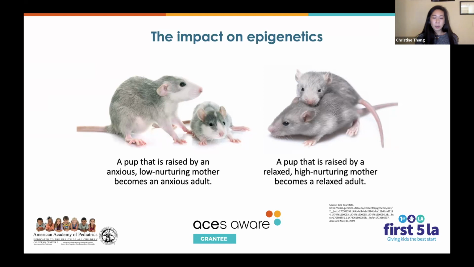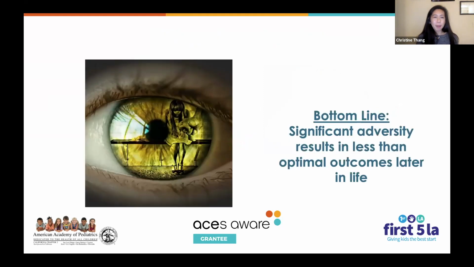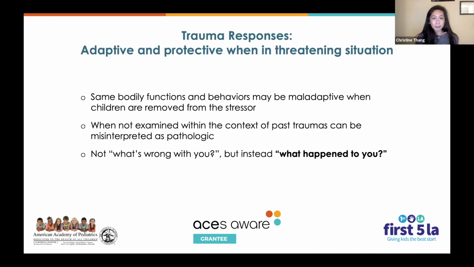So then it comes into when we talk about nature versus nurture, not everything is black and white. The bottom line to all this is that the significant adversity that's experienced, that toxic stress, even those adverse childhood experiences, results in less than optimal outcomes later in life. But that's not to say that you can't change or you're not able to mitigate these factors so that you don't have these negative outcomes later on.